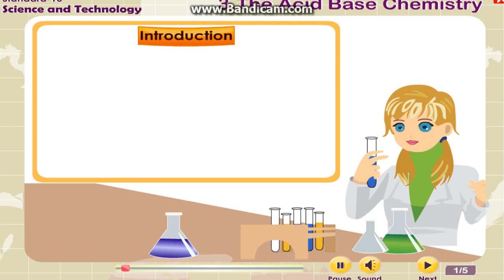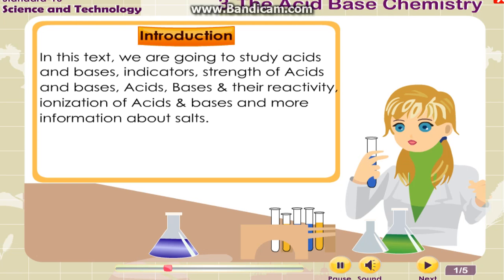Chapter 3: The Acid-Base Chemistry. Introduction. In this text, we are going to study acids and bases, indicators, strength of acids and bases, acids, bases and their reactivity, ionization of acids and bases, and more information about salts.